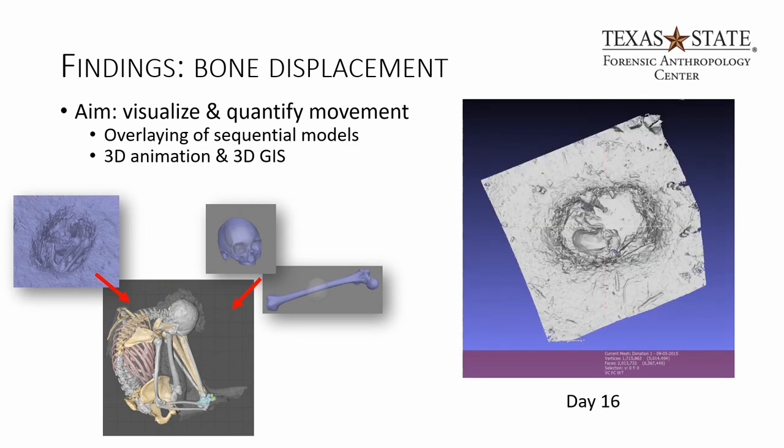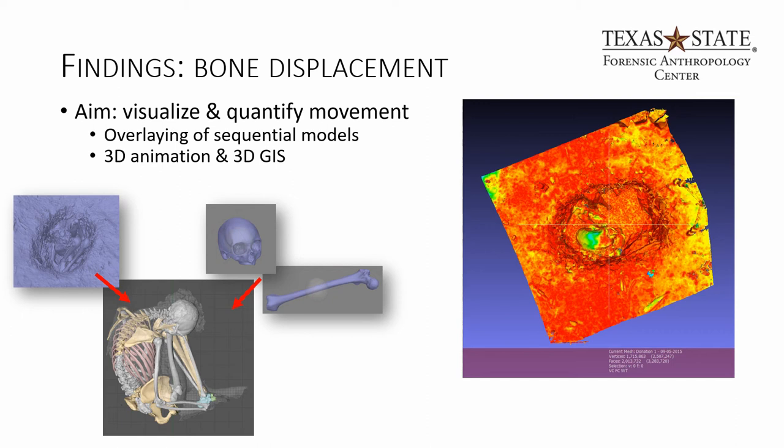But if we then compare that day 11 to day 16 and create a heat map, you can see the green and yellow areas are the areas where there's the most difference between the two models. But we're seeing the most difference where the soft tissue is reducing. So that's just the natural part of decomposition. And what we're actually interested in is what's happening to the skeleton underneath, what's happening with these disconnections.